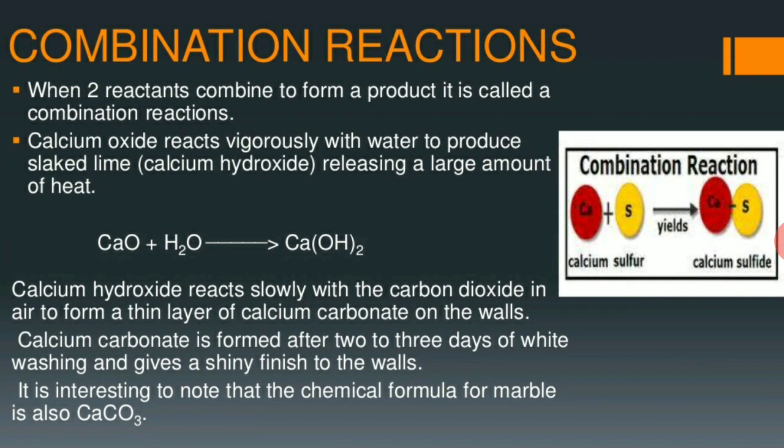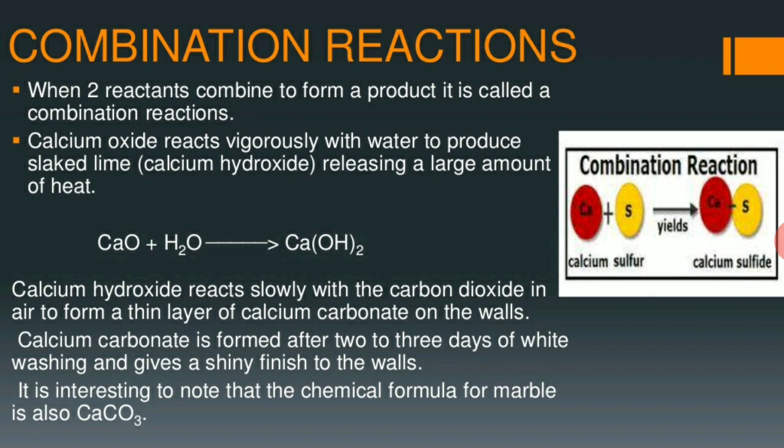First one, combination reaction. When two reactants combine to form a product, it is called a combination reaction. We understood what reactants are: the substances which take part in a chemical reaction. For example, in the burning of magnesium ribbon, magnesium and oxygen are the reactants. So when two reactants simply combine to form a product, it is called a combination reaction.